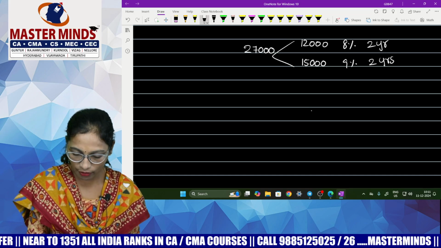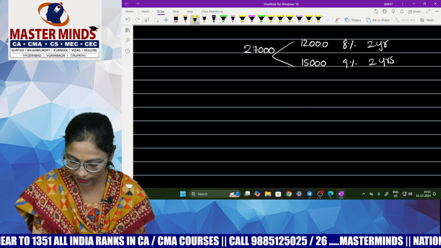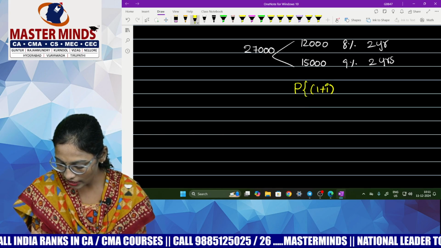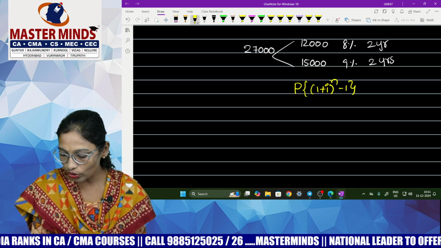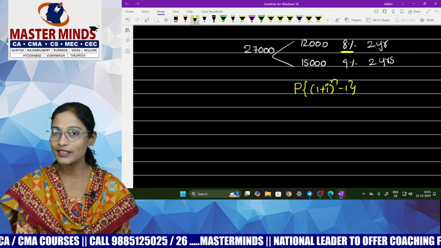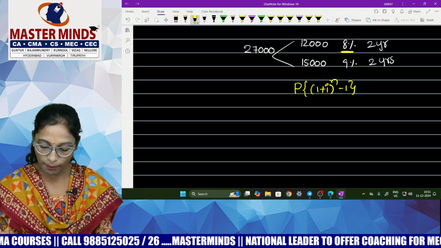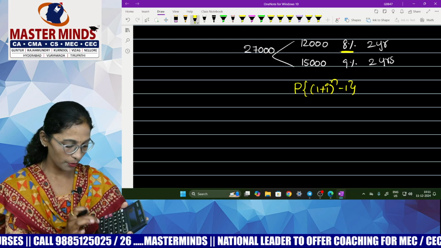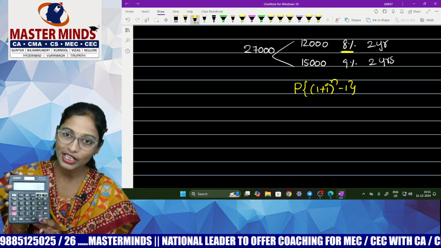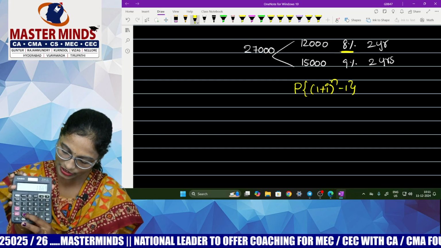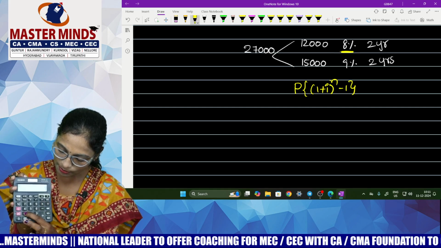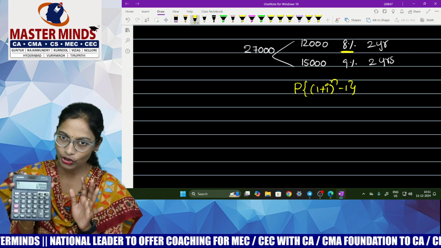How do you do that? How to calculate the compound interest? The formula for compound interest is P of (1 plus I) whole power n minus 1. I told you, no? 1 plus I means 1.08, as 8 by 100 is 0.08. So 1.08 whole square, do that. 1.08 whole square, then equals to, whole square minus 1, into what is the principal in the first scheme? 12,000 as per option A. 12,000.